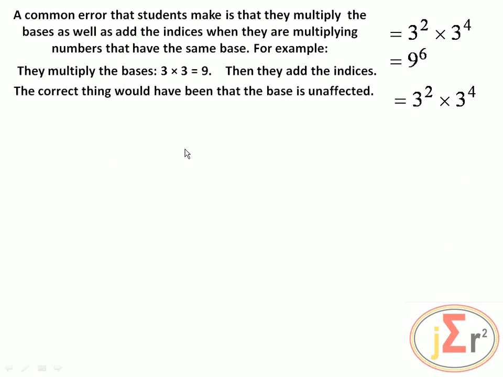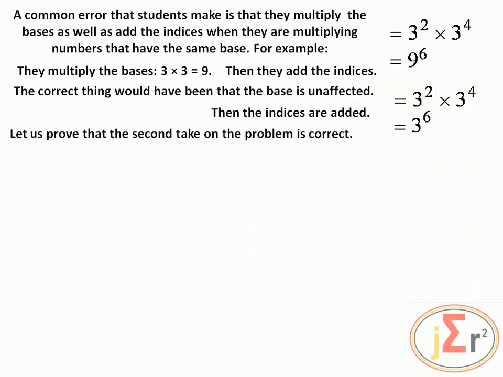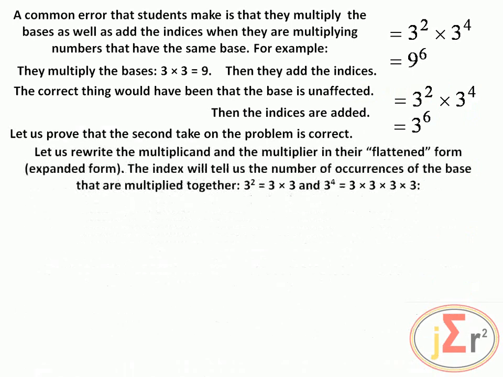The correct thing would have been that the base is unaffected. The base will go back just as it is. Then what do we do? Then the indices are added. So 3 to the power of 6. Let us prove that the second take on the problem is correct, which is 3 to the power of 6.